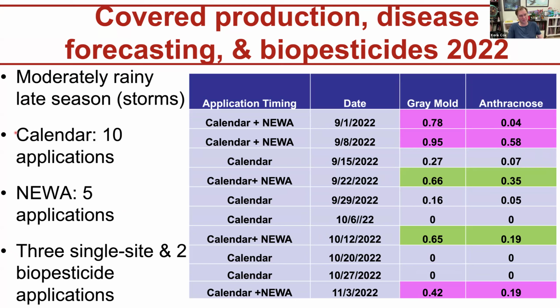2022 is a little different year. We ran it for about 10 weeks. It was moderately rainy, with a lot of late season storms. 2021 was pretty hefty. You can see it starts right out of the bat there with some high levels of gray mold and anthracnose. It predicted 10 applications: 5 NEWA, 3 single-site, and 2 biopesticide applications right there. You can see immediately that it's not calling for as many applications in the season, with a rainy period happening at the beginning and end of the experiment.